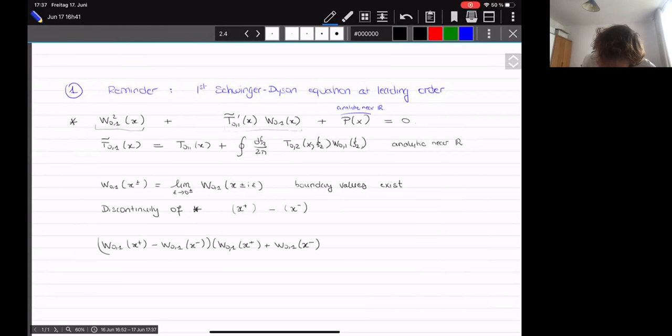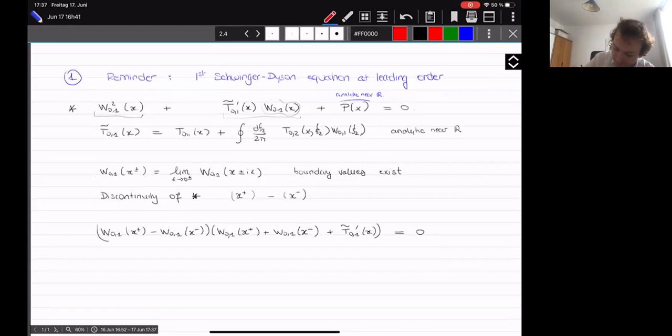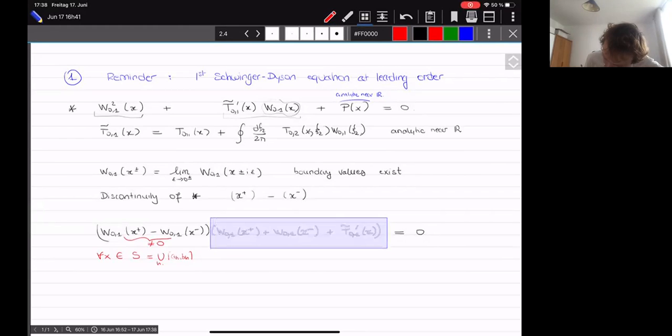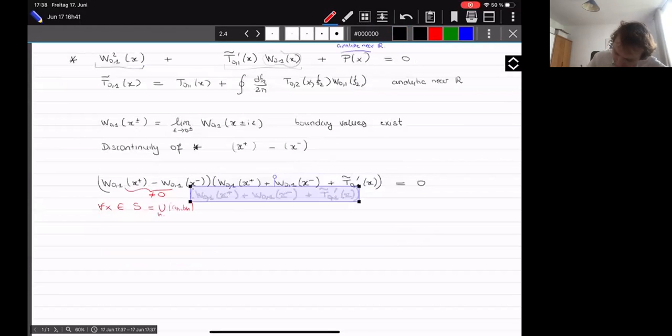Then the discontinuity of this when x goes to the real line. So we said this T tilde 01 prime is analytic near R, so it just stays in front, and then I just add the discontinuity of W01. And then the P is analytic near R. This means in particular, it's continuous across the real line, so it disappears. So right, we arrive at this equation. And for all x which is on the support of the eigenvalues, so this union of segments, this quantity here, precisely we say W01 has a discontinuity, so this is non-zero. Therefore, you find that the sum of these terms is going to vanish.